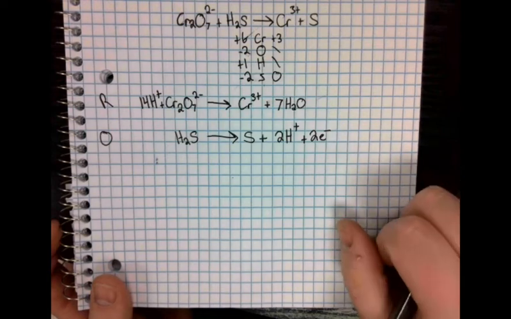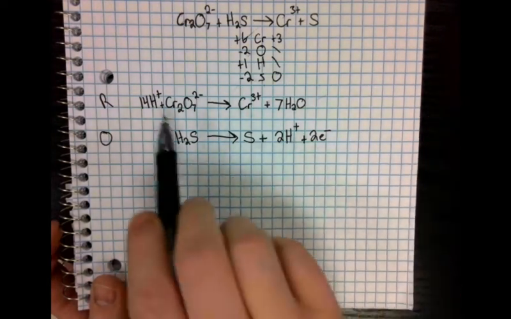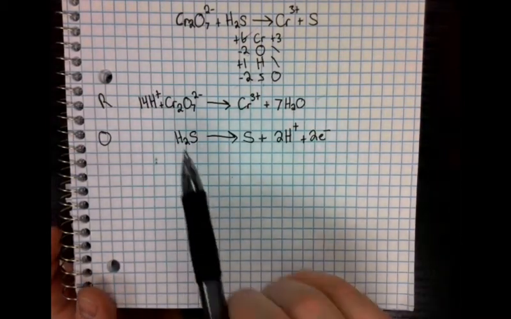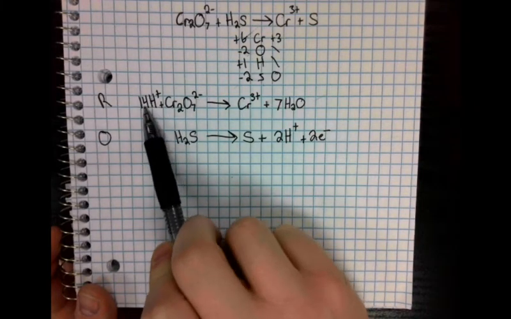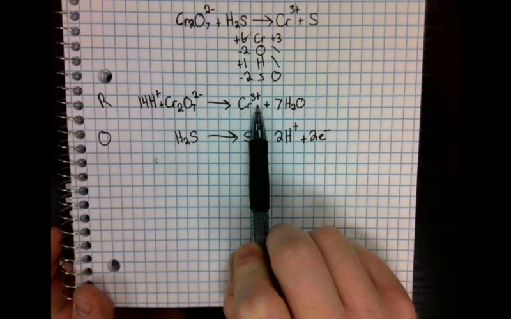And then for the top one, we're going to have to add electrons to the left side. We know that because it's reduction and because we know that we can only add electrons to opposite sides. In this case, we have 14 positives and a 2 negative, so that's +12. Then we have a +3 over here.